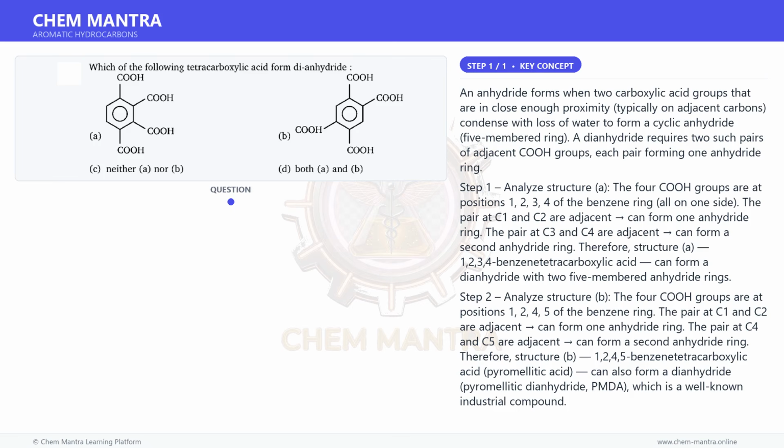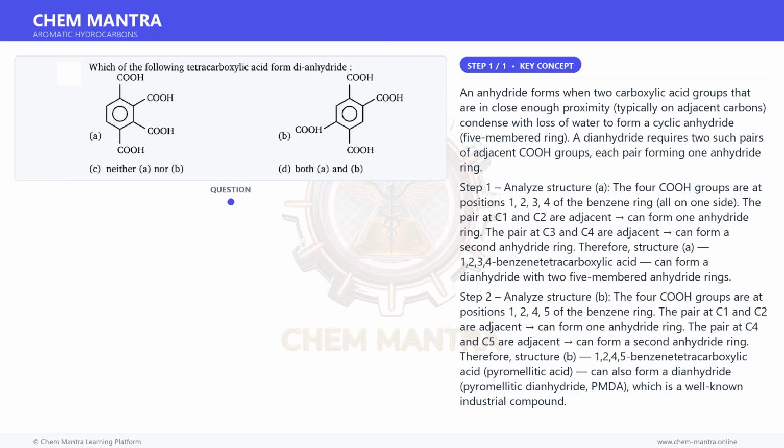An anhydride forms when two carboxylic acid groups that are in close enough proximity, typically on adjacent carbons, condense with loss of water to form a cyclic anhydride, a 5-membered ring. A dianhydride requires two such pairs of adjacent CH groups, each pair forming one anhydride ring.